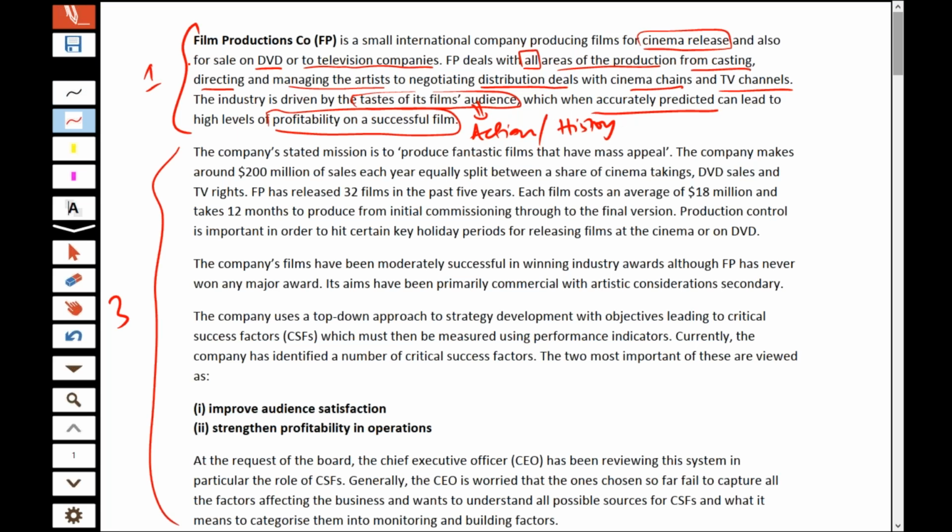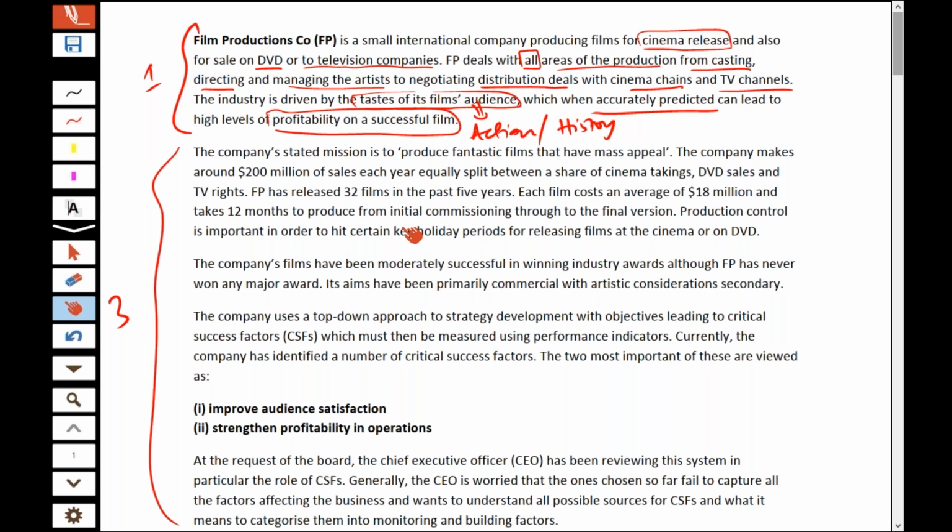So this is basically the first paragraph which we have gone through, and we have got a general idea about what the question is. It's about a film production company. Try to read the questions just like a story. It's about a film production company which is producing films for cinema and for sale on DVD and to television companies. They deal with all areas of film production, and the type of film that they are going to develop is dependent upon the taste of the audience which is prevalent at the time. And if they make the correct prediction, they could lead to a very successful film production.